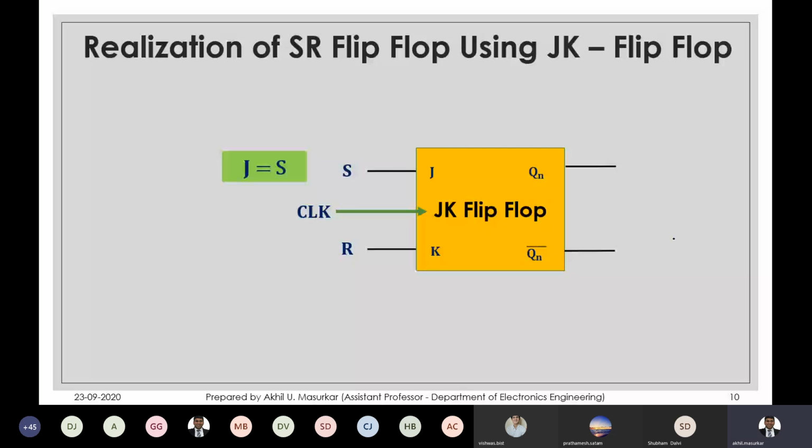Now you all will do SR flip flop using T flip flop. You all will do SR flip flop using T flip flop. Come on. Those who have completed this, start the next one. SR flip flop using T flip flop.